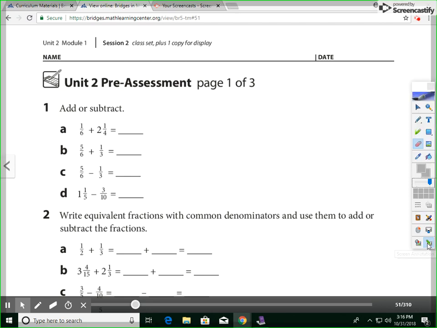Hi, everybody. This is the Unit 2 pre-assessment or your study guide for the Unit 2 post-assessment, which is mainly adding and subtracting with fractions and some mixed numbers. So here we go. Number 1 is add or subtract.